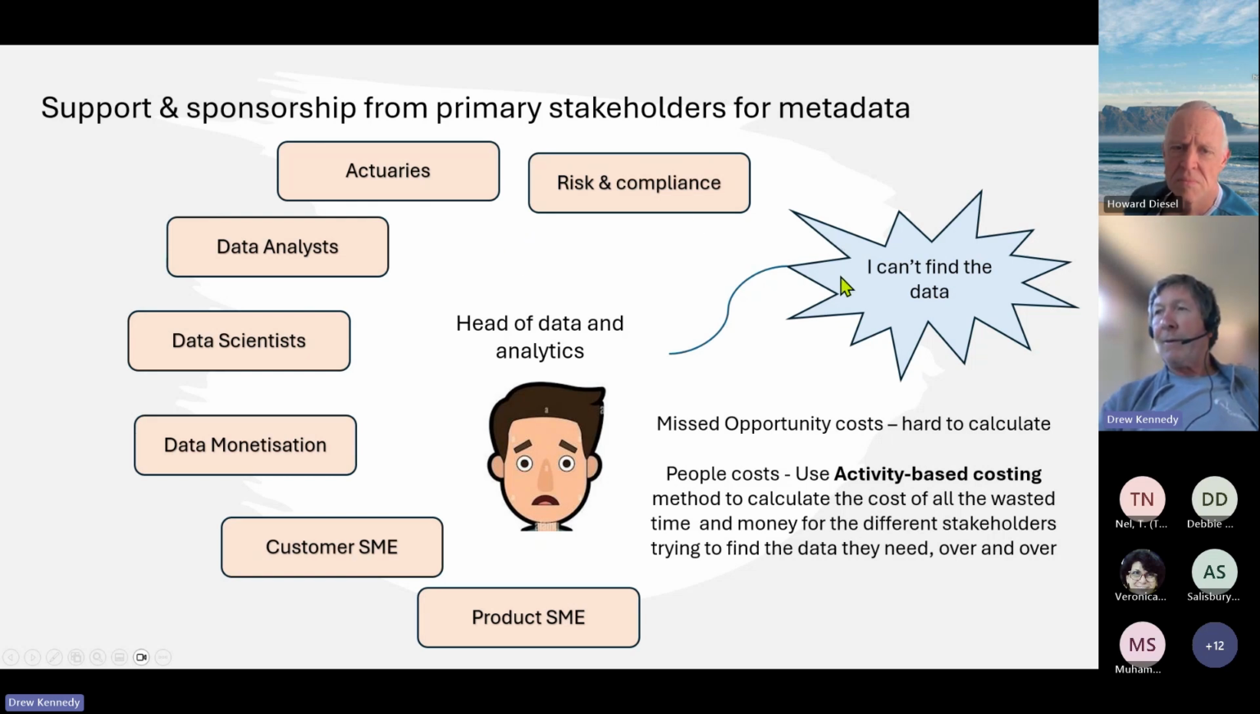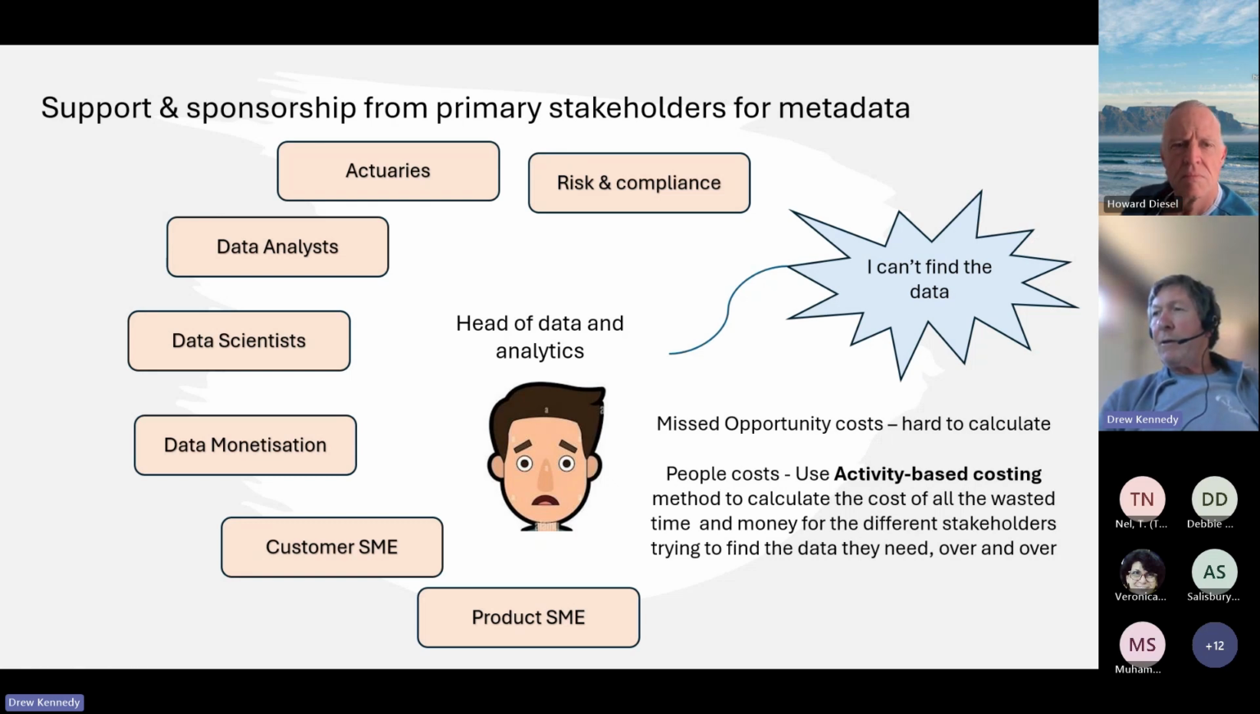that can't find the data. And when it comes to costs of that, the opportunity costs are hard to calculate, but I suspect that if you look at, for instance, sales growth or profitability, and it's 2%, whatever else, and if that data was available, maybe it could be 2.1%. And big organizations, that could be millions and millions of rands.